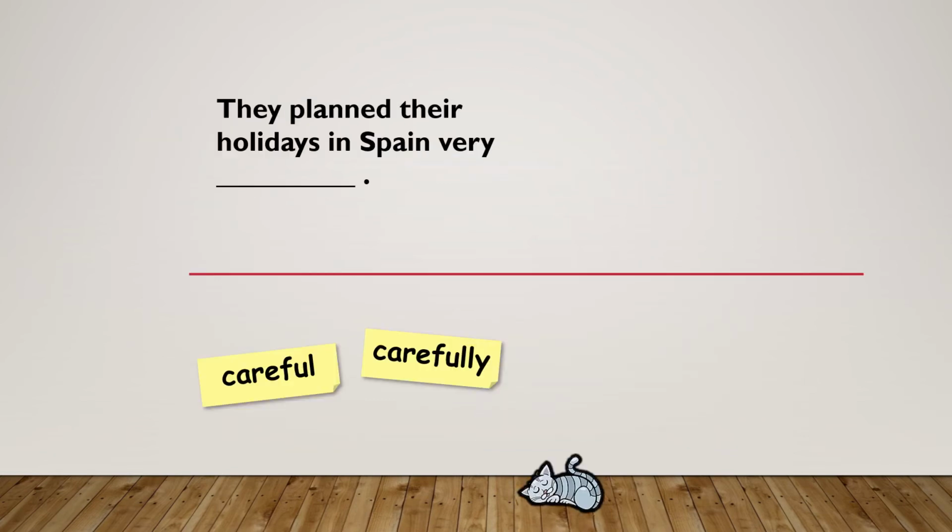Now let's have this little activity. I'm going to give you a few seconds to think before you choose, and then you will realize whether you were right or wrong. It says, they planned their holidays in Spain very... We're not describing Spain, we're not describing they, we are describing how they planned the holidays. So, yes, the correct answer is they planned their holidays in Spain very carefully.